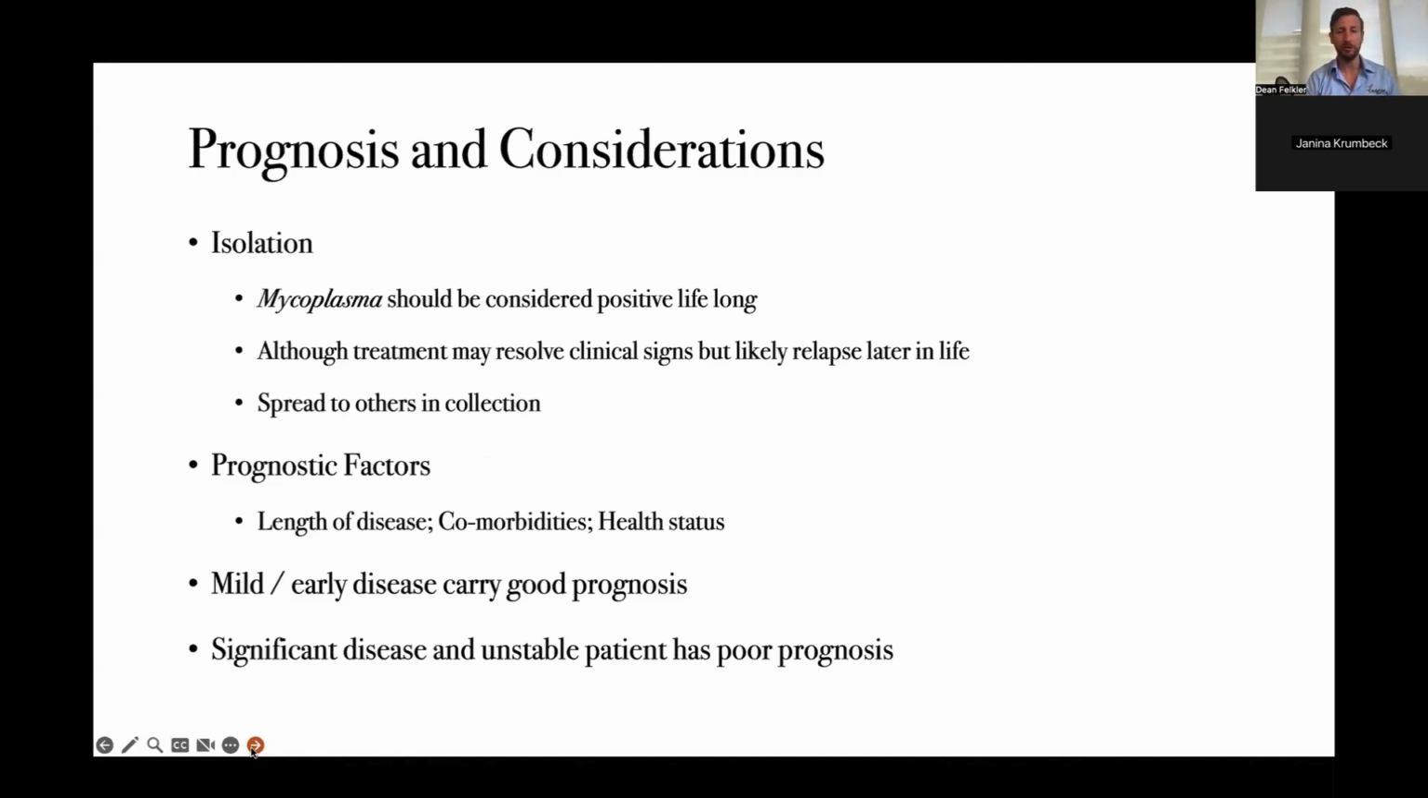And then prognostic factors, obviously length of disease, how long has it been sick for? Are there any other comorbidities? Is it dehydrated and malnourished? Those will obviously lead to a poorer prognosis. However, if the owner's really on the ball, husbandry's good, and they've detected the disease early, then probably the patient's got a better prognosis there.